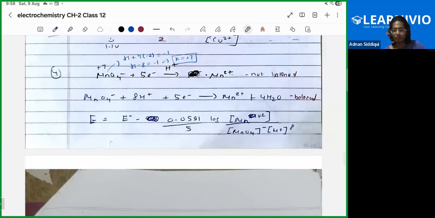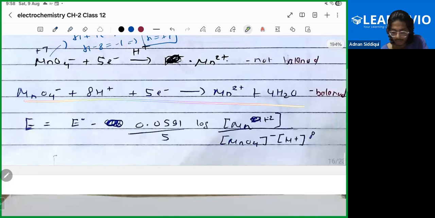So to this equation, you will apply your Nernst equation. This is your product, these are your reactants, and this is how you are going to solve the question. And this is your number of electrons, which is 5.